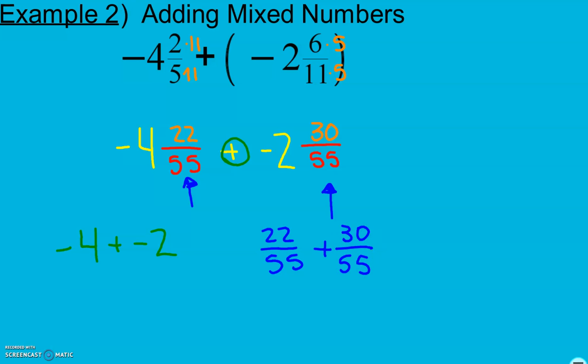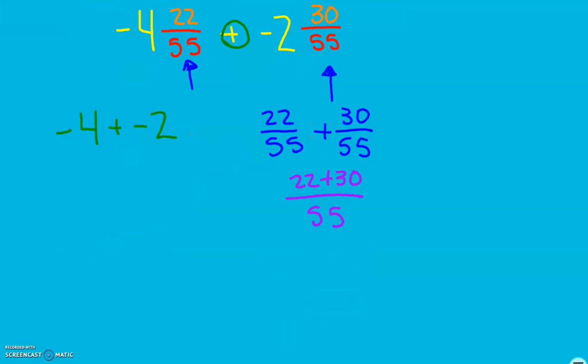Since I have a common denominator with my fractions, I can go ahead and add my numerators. 22 plus 30 is 52. So here I have 52 over 50. And negative 4 plus negative 2 is negative 6. So I get negative 6 and 52 over 50. That does not reduce any further.